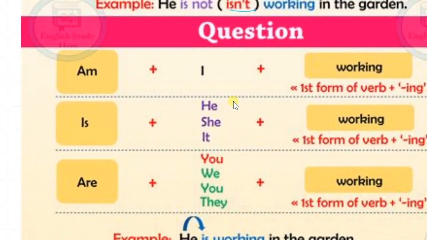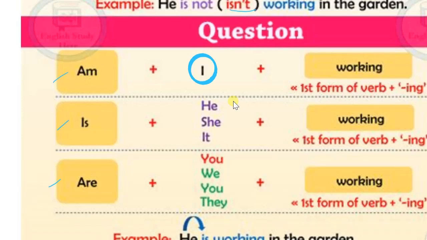What about the question form? How would it look? The question form will begin with the verb to be. What are the verbs to be? Am, is, are. What pronoun do we use with am? I. Am I working?